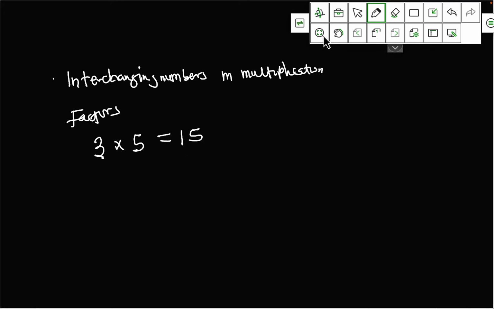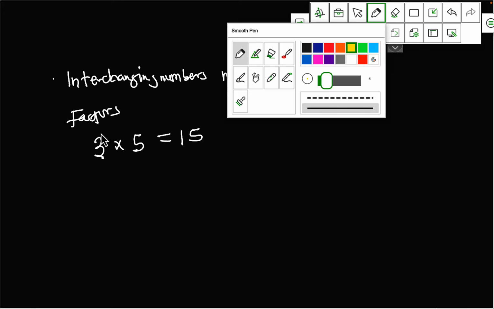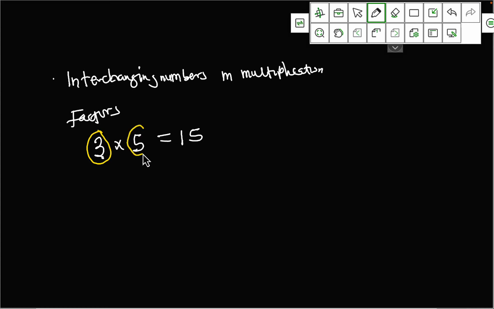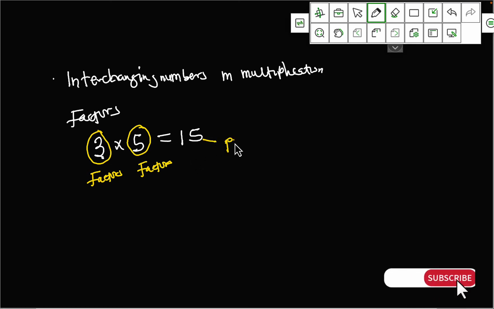For instance, in your basic arithmetic knowledge, you knew that 3 times 5 is equal to 15. Now we would say that these numbers 3 and 5 are factors, and the resulting value of this multiplication is called the product. Okay, this is called the product. And so factors are numbers that are being multiplied, and the product is the result, or the answer, of that multiplication.